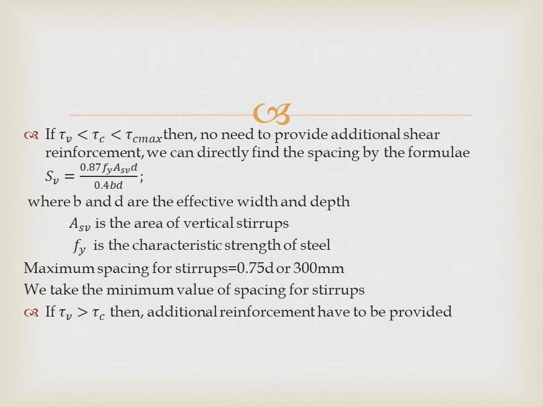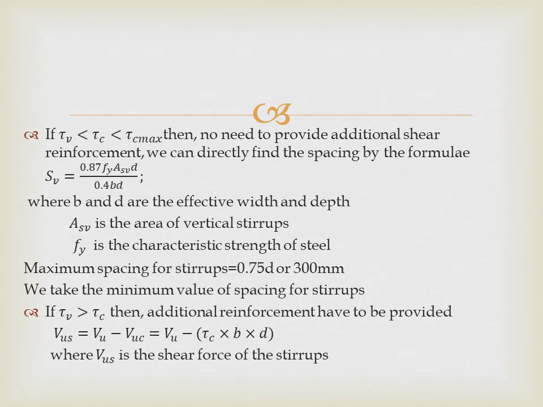So the shear force value VUS is equal to VU minus VUC. We have the ultimate shear force value VU. Subtract from it VUC, that is the shear force of the concrete. It has a formula: VUC is equal to τC into B into D. So we substitute VUS is equal to VU minus τC into B into D, where VUS is the shear force of the stirrups. Okay, we found the value of VUS.